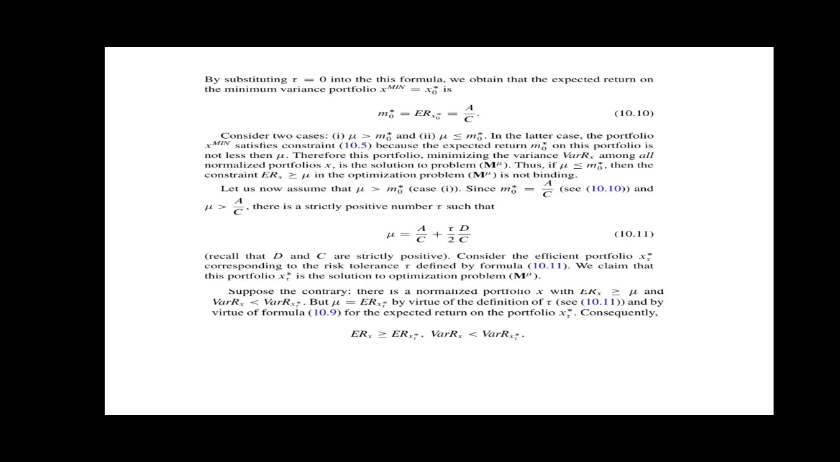Suppose the contrary: there is a normalized portfolio x with E[R_x] greater than or equal to mu and variance R_x less than variance R_x tau star. But mu equals E[R_x tau star] by virtue of the definition of tau and by virtue of formula 10.9 for the expected return on the portfolio x tau star.